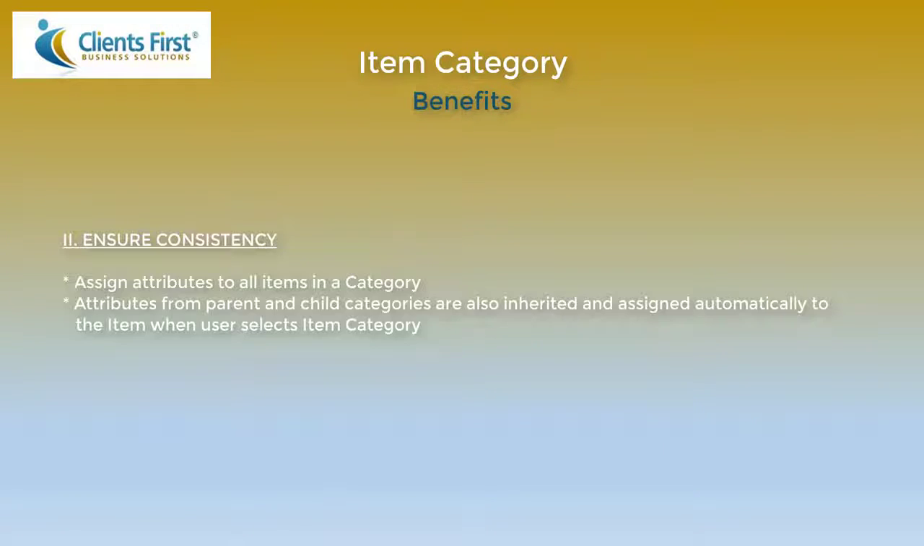The second benefit is consistency. When you assign attributes to all items in a category, it will save time and ensure consistency across related items. All attributes from parent or child categories are also inherited and assigned automatically to the item when a user selects an item category.